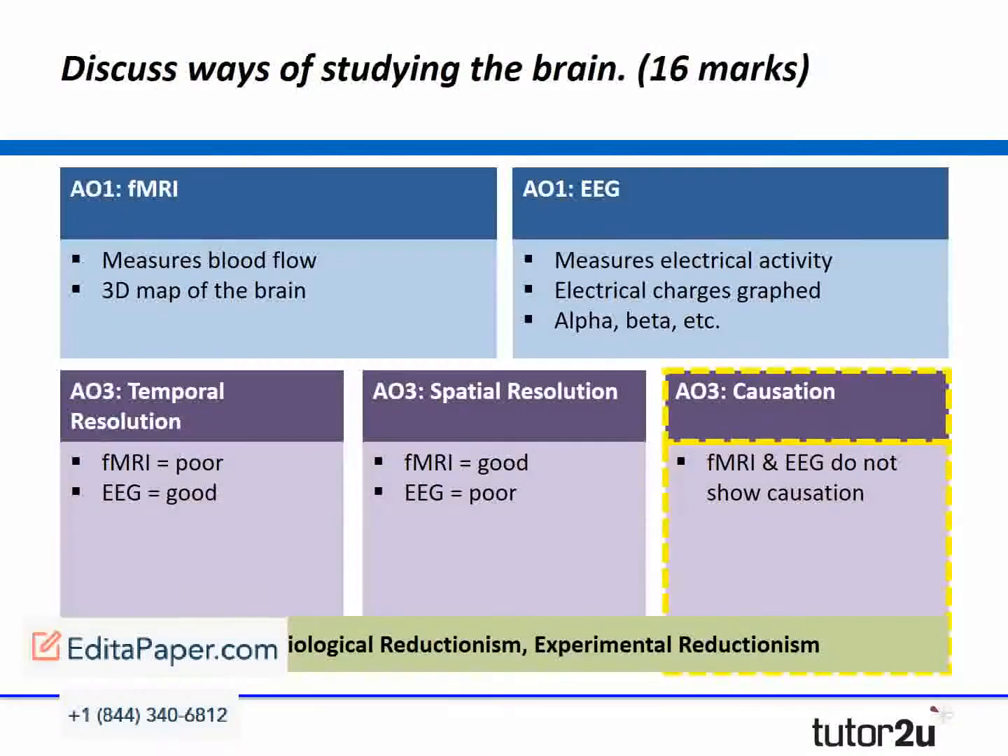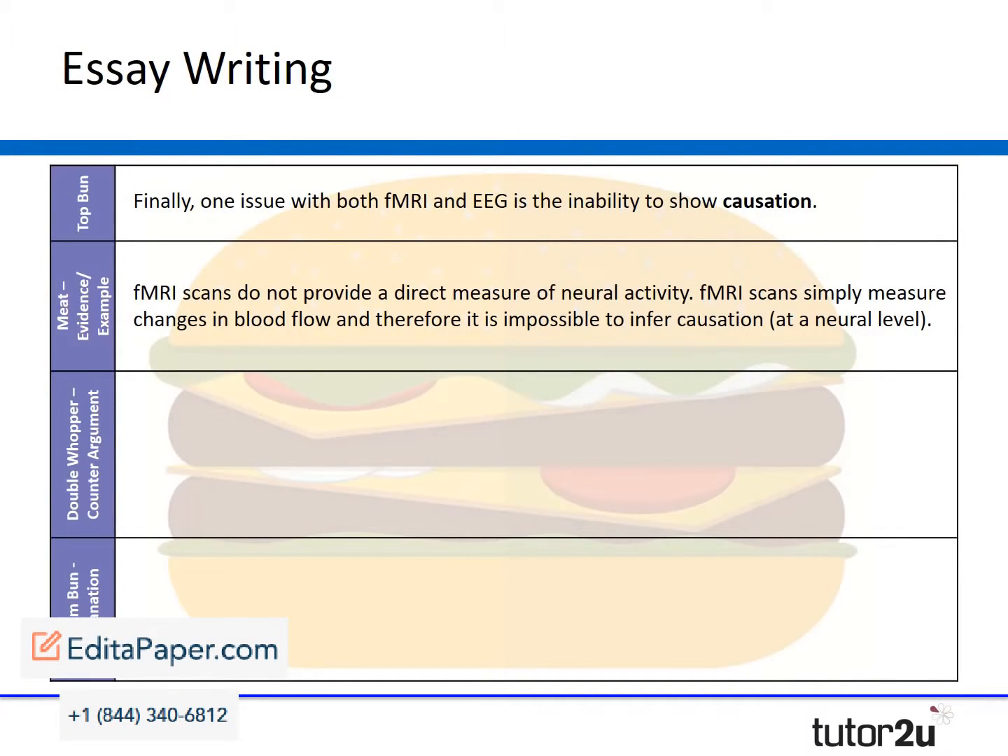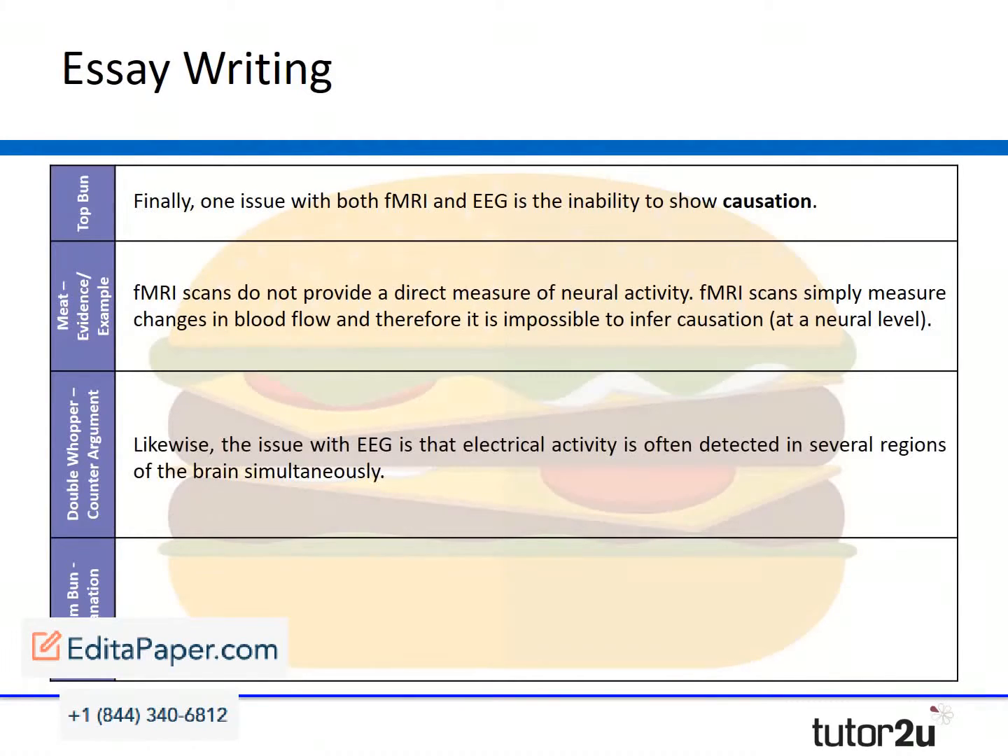Okay. Last but not least, let's see how we can talk about the idea of causation here. So here we might say an issue with both fMRI and EEG is the inability to show causation. fMRI scans do not provide a direct measure of neural activity. fMRI scans simply measure changes in blood flow, and therefore it's impossible to infer causation at a neural level. And likewise, so it's actually two limitations here.